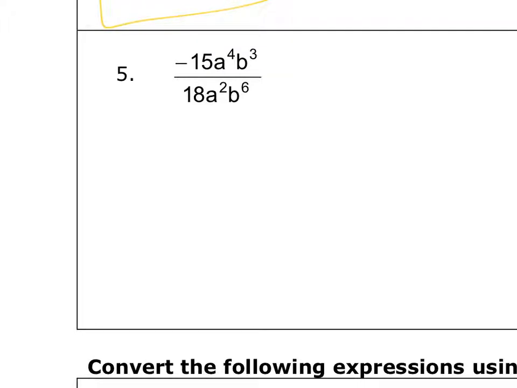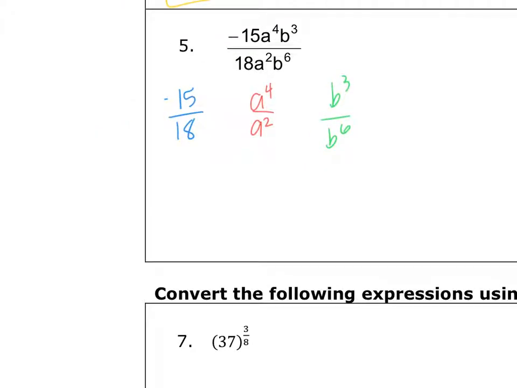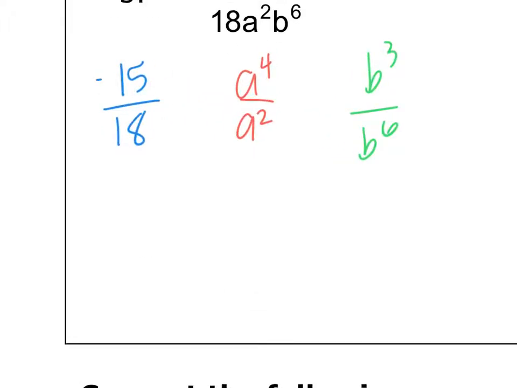Problem 15, this one's a simple dividing. I don't see any zeros. I don't see any distributing. So I'm going to start rewriting my numbers. I have -15 and 18, A4 over A2, and B3 over B6. You don't have to rewrite them. I just think it's easier to see them. Big numbers are normal numbers.